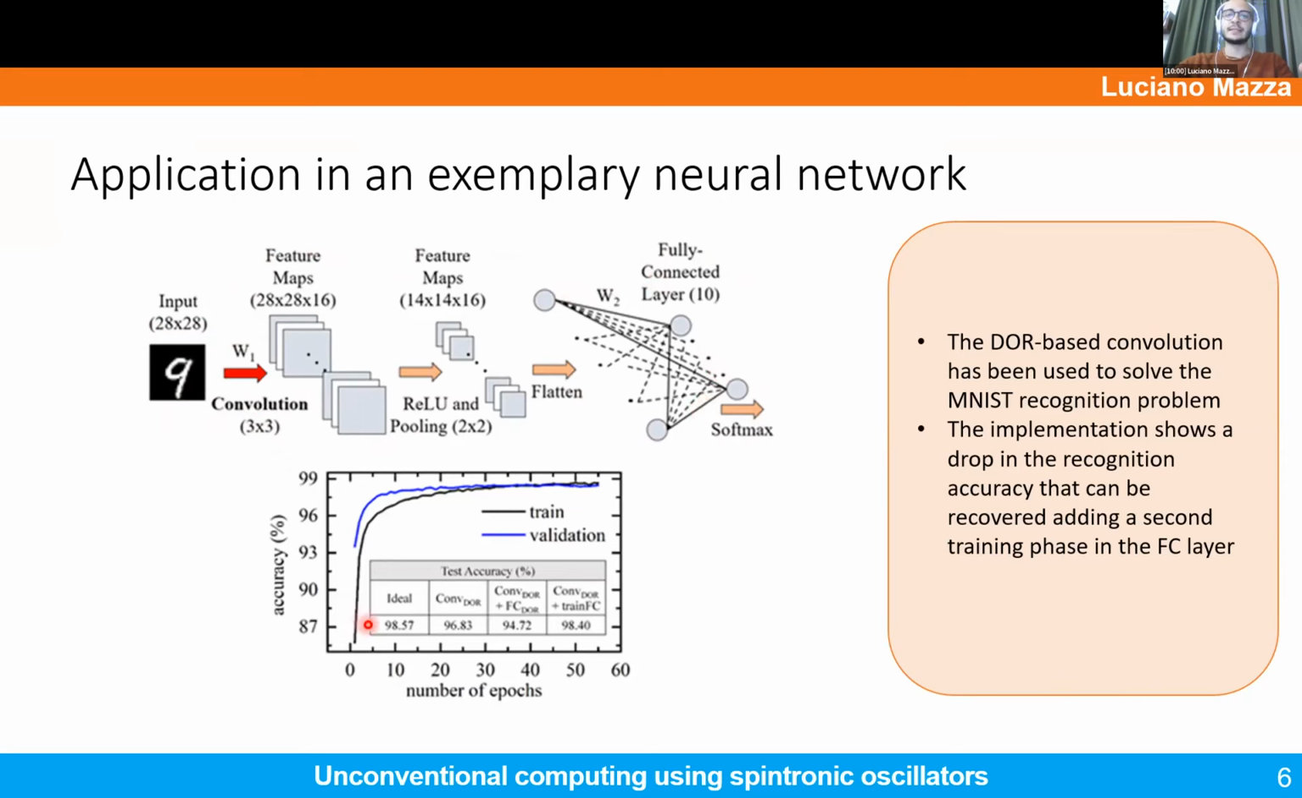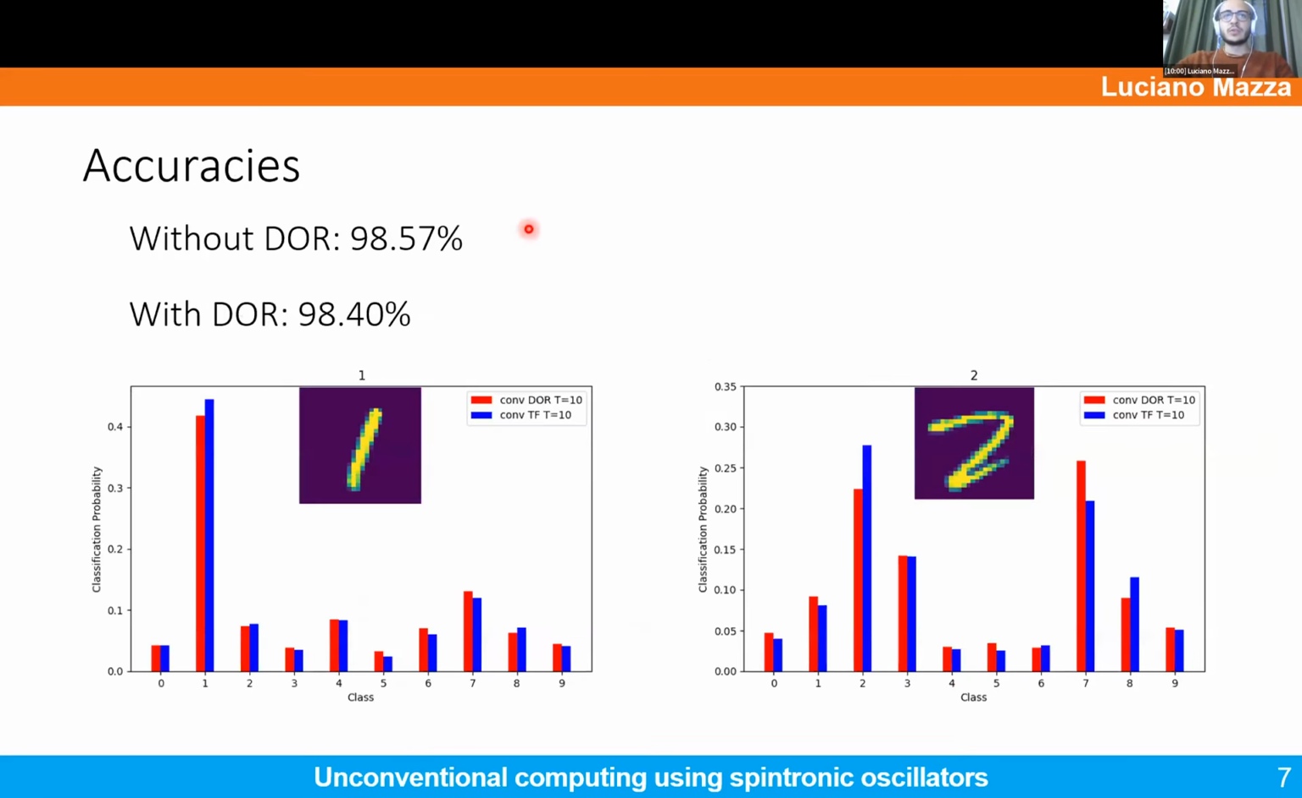And what we can see is that in the ideal case, we got more or less 98.6% of accuracy. And when we apply the DOR technology in the convolutional layer, we got a drop of about 2 percentage points. We got down to 96.8%. But then just making a fine tuning, a really quick training of the weights, we got back to 98.4. So these are the accuracies that we obtain without the DOR, so the ideal case, and with DOR.